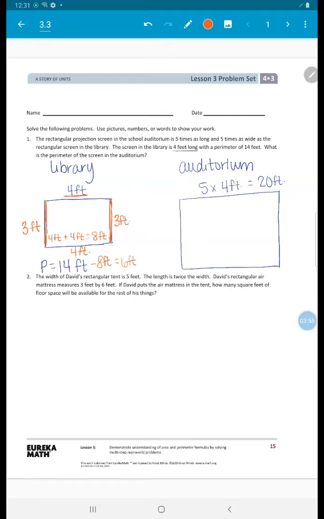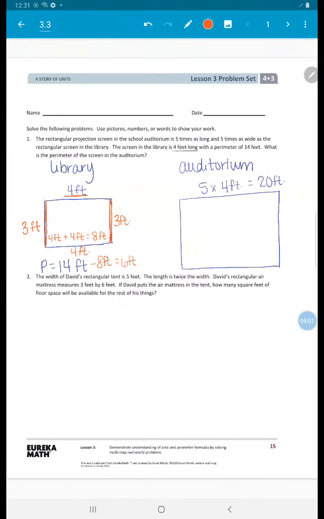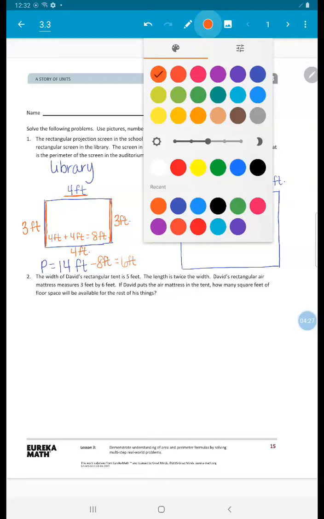So now if I add up all the sides of the screen in the library, 4 plus 4 equals 8, 3 plus 3 equals 6, and if I add those together, 6 plus 8 equals 14, and that's what it told me the perimeter of the screen in the library was. So now we've found the width of the library's projection screen. So let's go back to our original question. What is the perimeter of the screen in the auditorium?